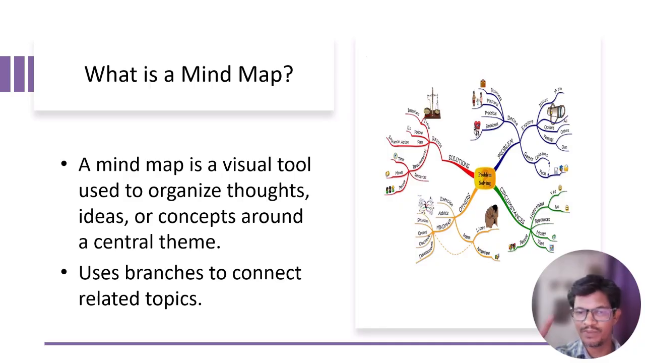So we use branches to connect the various related topics. So we have a central topic. From this central topic, we can connect a lot of other related topics via branches. Just like imagine a tree, and it has its own branches. So like that, this is what is known as the mind map.